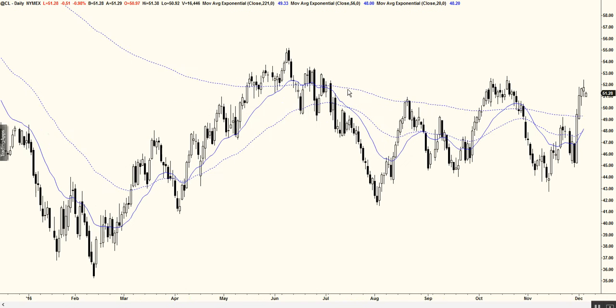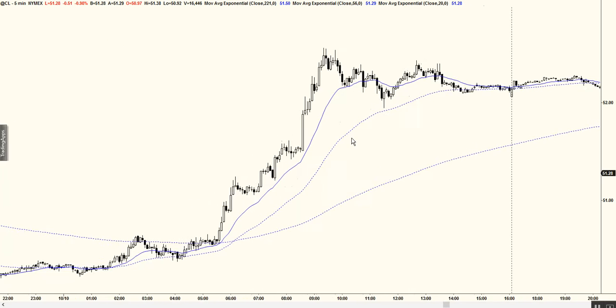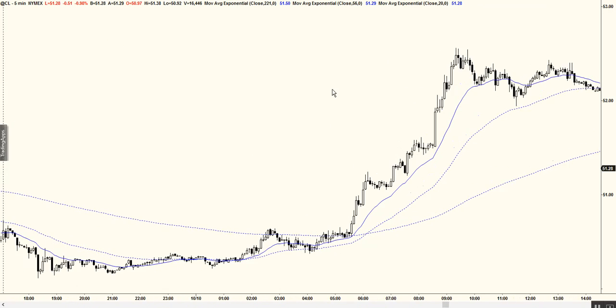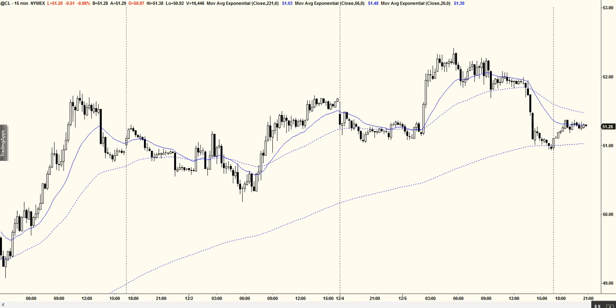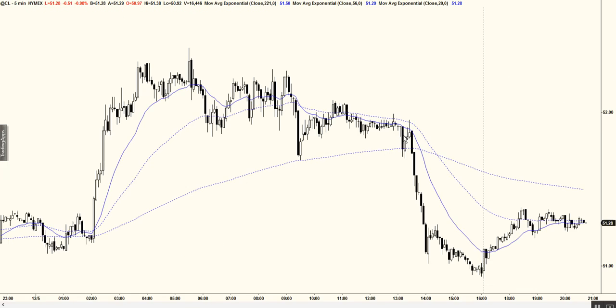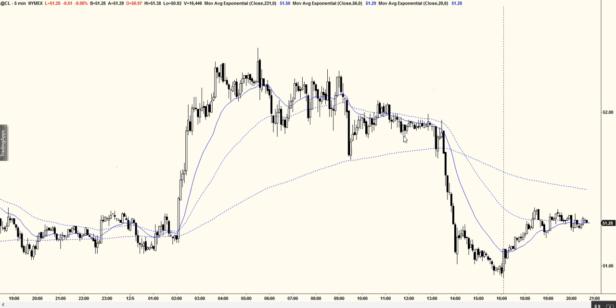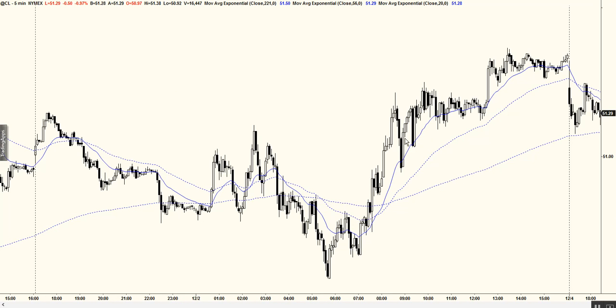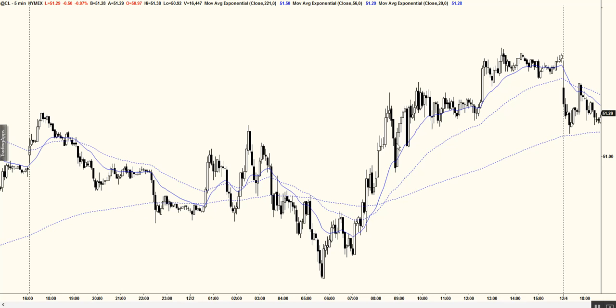But anyways, back to crude oil. Whoa, okay. Last thing I will talk about. What chart was it? On a 15-minute chart? Sorry. Oh, okay. Just kind of got confused where I was.